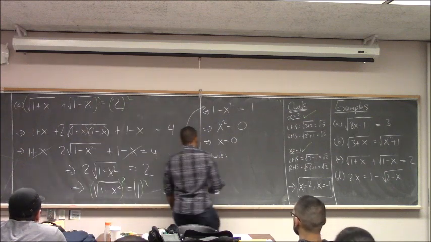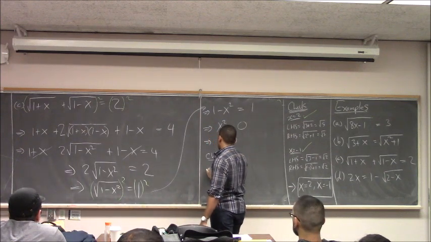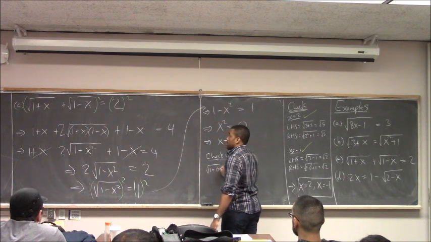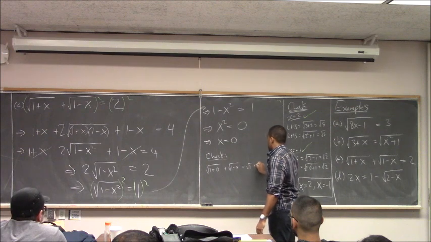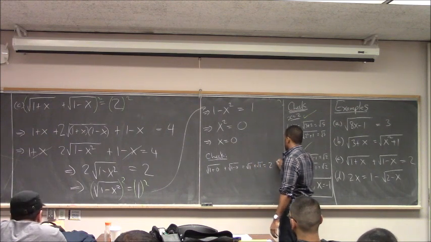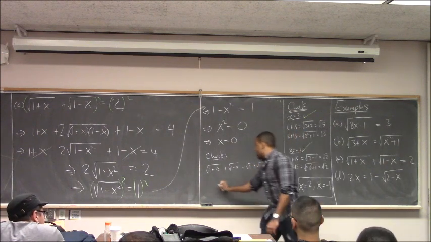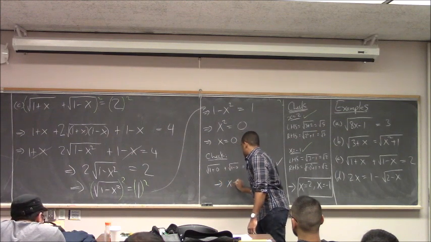And so what I can do is actually plug in x equal to 0: radical of 1 plus 0 plus radical of 1 minus 0. That's just radical of 1 plus radical of 1. That is equal to 2. So it actually does work. x equals 0 is the only solution to this one.